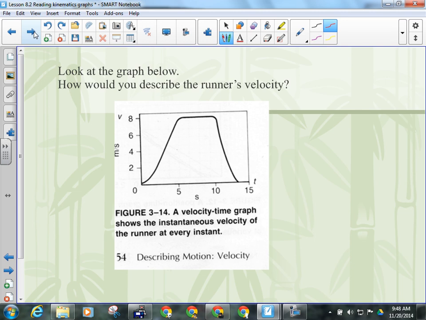Okay. What's going on in this graph? It's a velocity versus time graph. What's happening here?